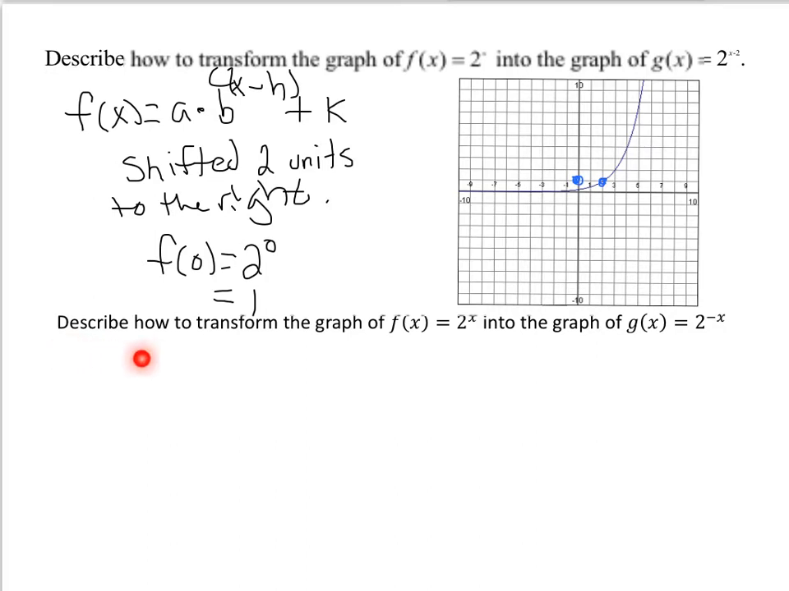It says, describe how to transform the graph from f(x) equals 2 to the x into the graph g(x) equals 2 to the negative x. Now, remember, if a was negative, that would mean a reflection over the x-axis. When the exponent's negative, or it's attached inside the parentheses here, that means it's a reflection, or when c is negative, that means it's a reflection over the y-axis.